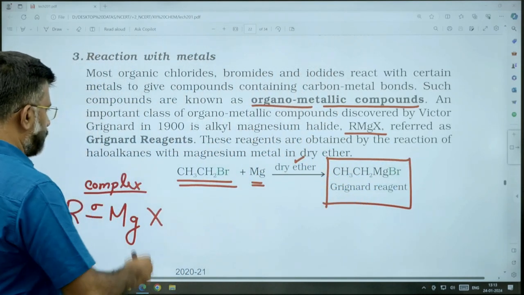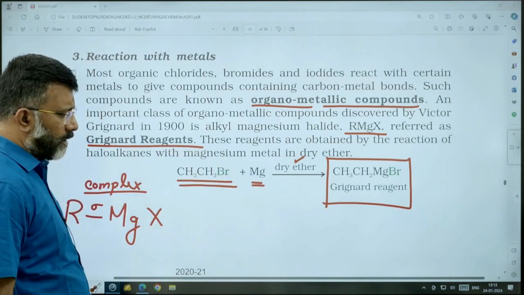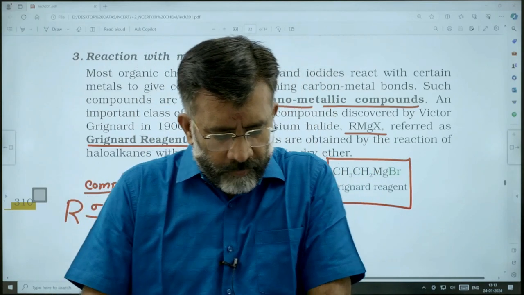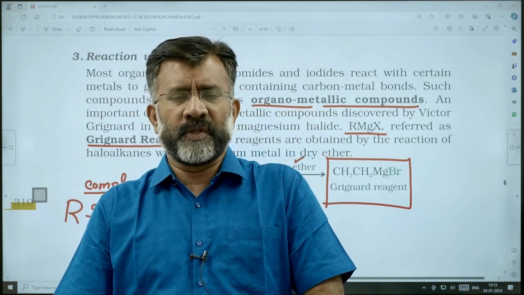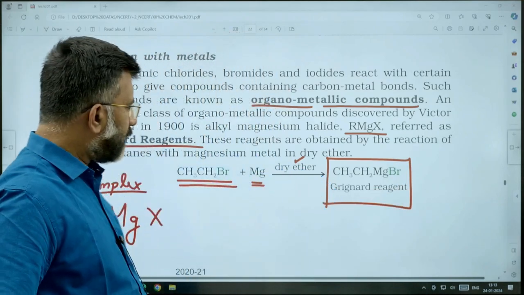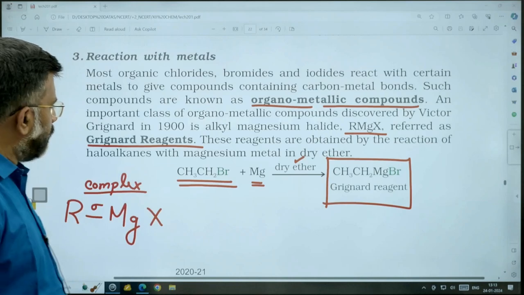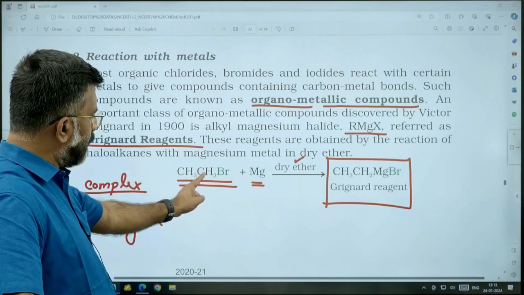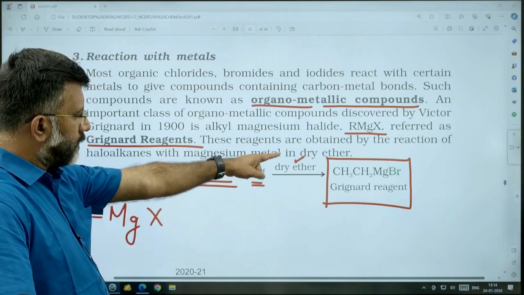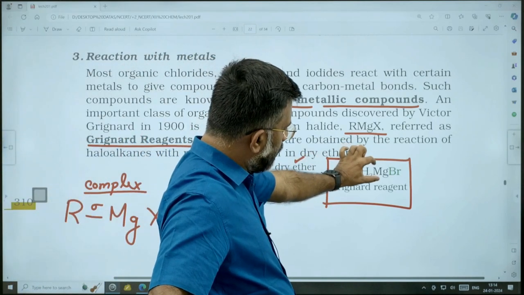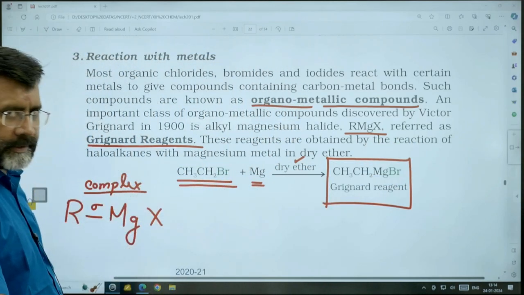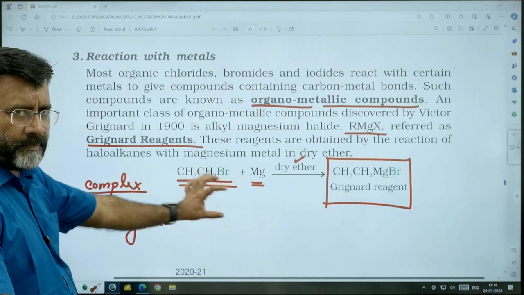Grignard reagent is one of the highly popular reagents in organic chemistry, involved in the synthesis of many organic compounds. That is the specialty of Grignard reagent, which is obtained by acting alkyl halide with magnesium in dry ether. You get a Grignard reagent, for example ethyl magnesium bromide. Alkyl magnesium halide.